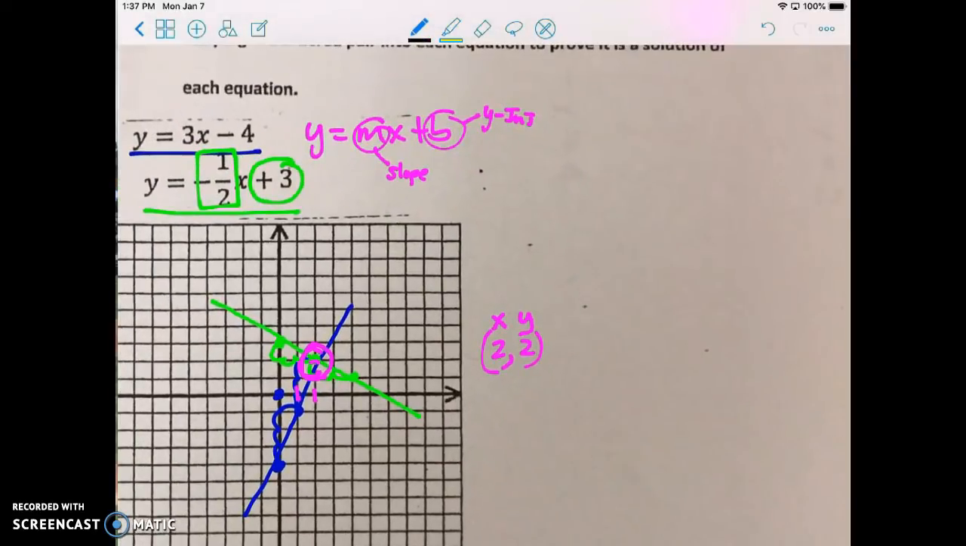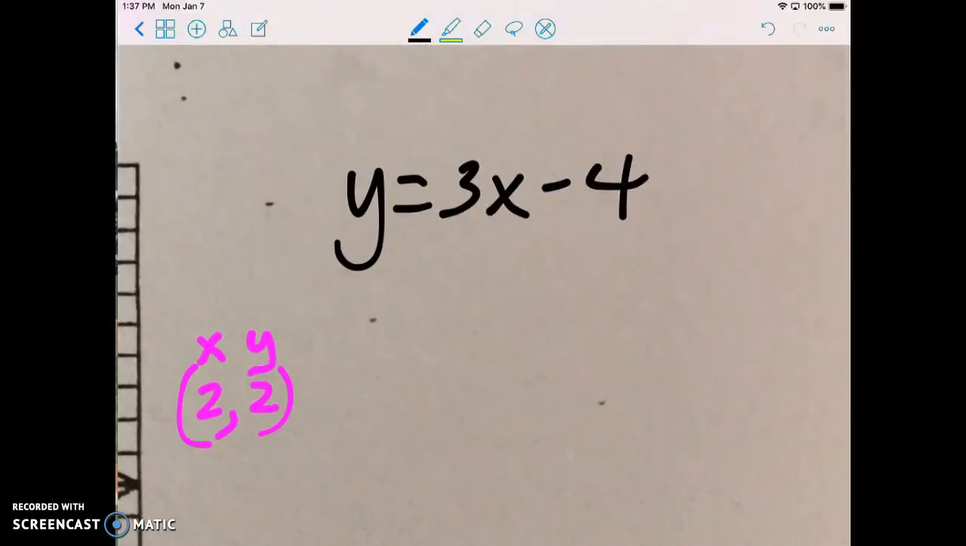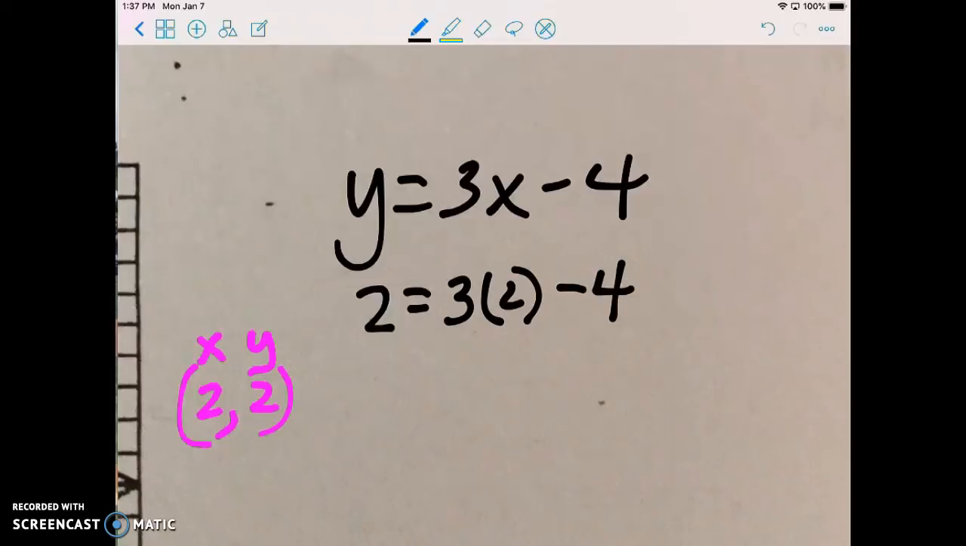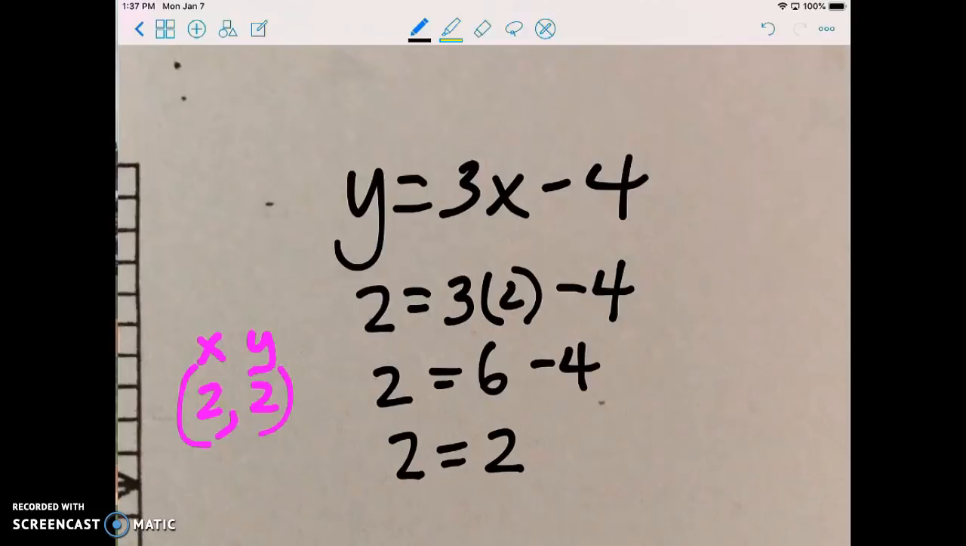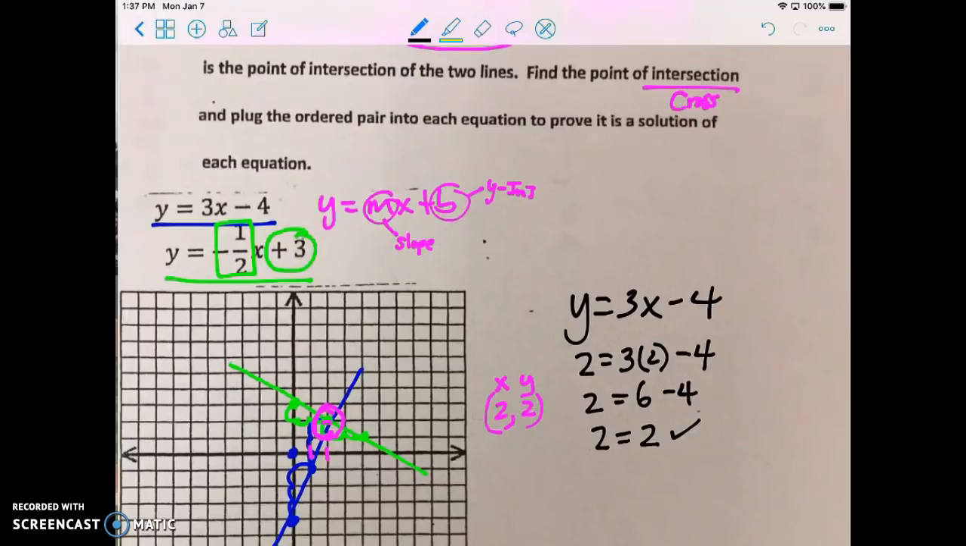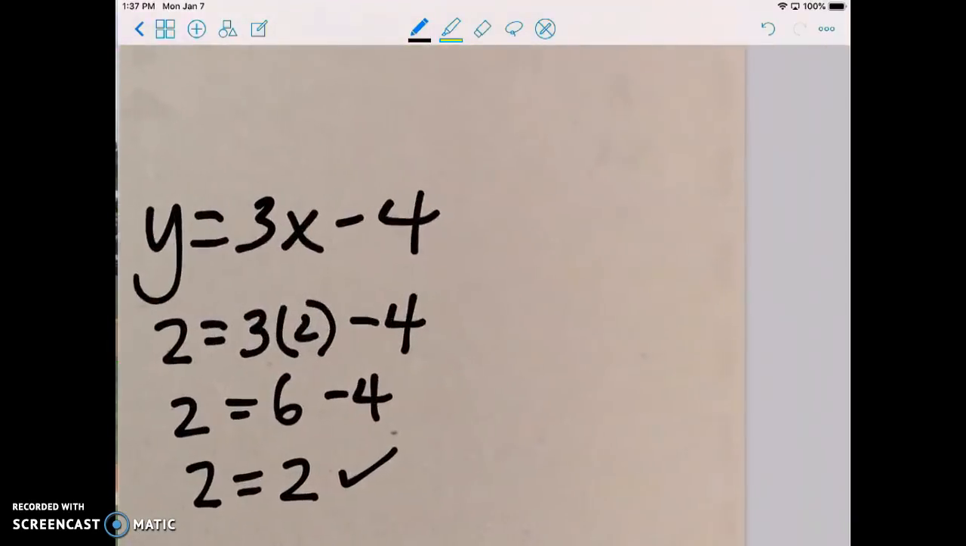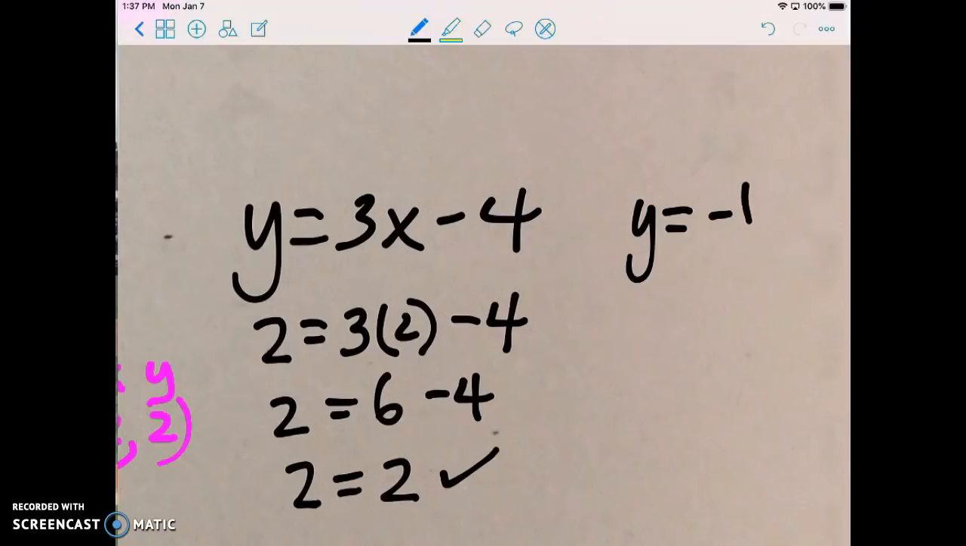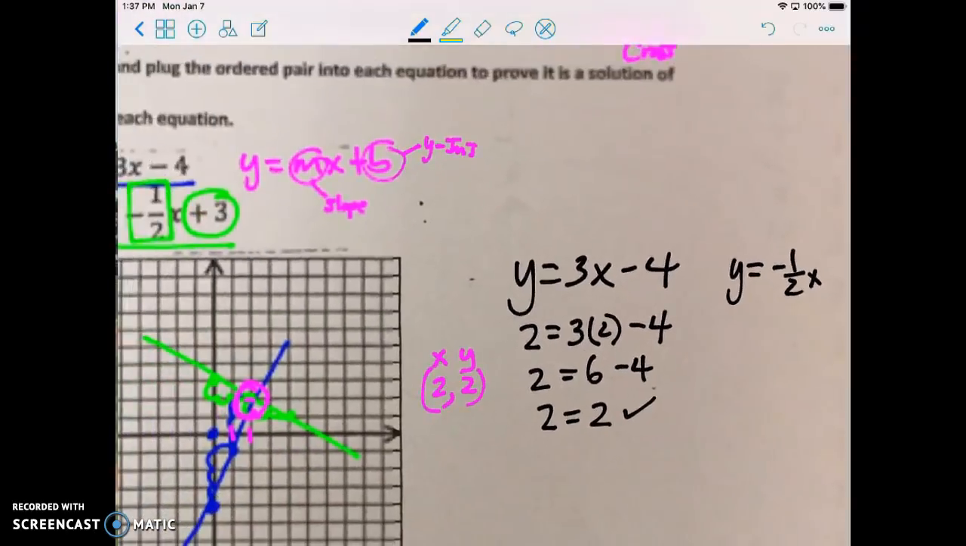On the first one, y equals 3x minus 4, I plug in 2 for the y and 2 for the x. Then I solve this and see what I get. 3 times 2 is 6. 2 equals 6 minus 4, which is 2. So that one checks out. Now I do the next one: y equals -1/2 x plus 3.